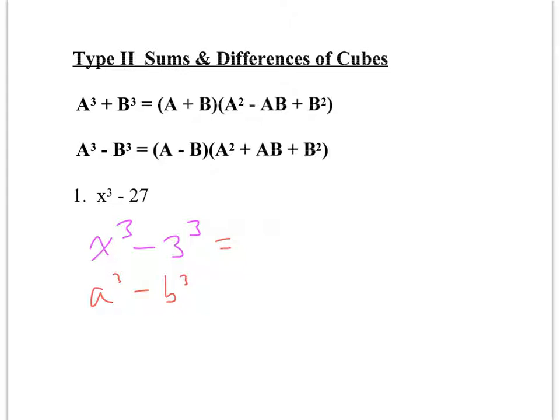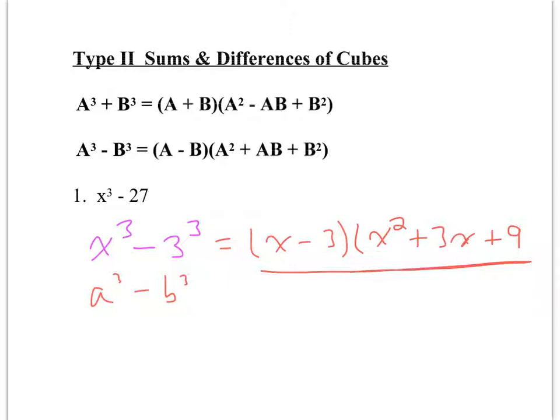So this is going to be equal x minus 3, that's a minus b, times x squared, or a squared, which is x squared, plus a times b, well, a is x and b is 3, so that's 3x, plus b squared, of course, is 3 squared, which is 9. There's my final answer, x minus 3 times x squared plus 3x plus 9.